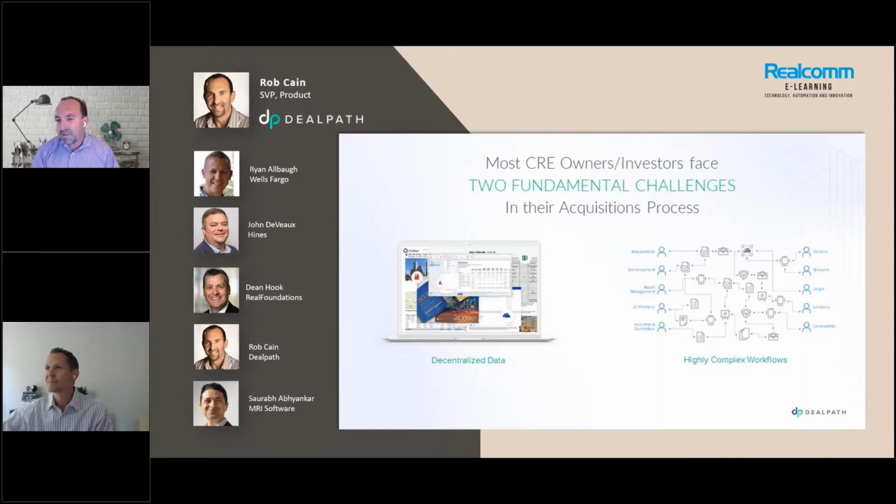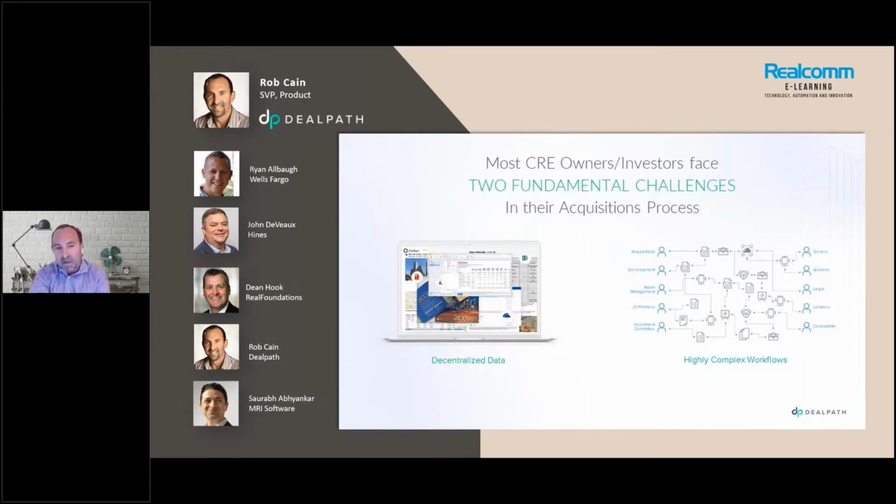Dealpath occupies a very different position in the total tech stack, but a very important one. Whereas a lot of the other solutions that we're going to talk about today really are more about managing the asset once it's in your portfolio, Dealpath today really addresses the beginning and the end of the asset lifecycle. So how you bring assets into your portfolio through the acquisitions process, and then when you're ready to exit that investment through the dispositions process.